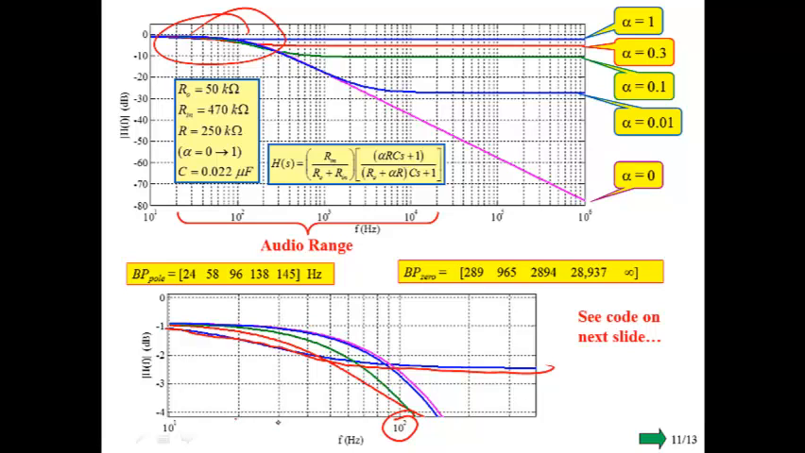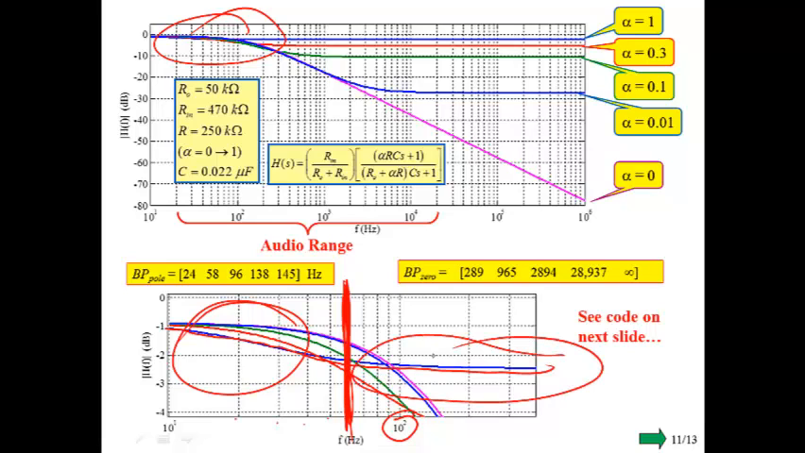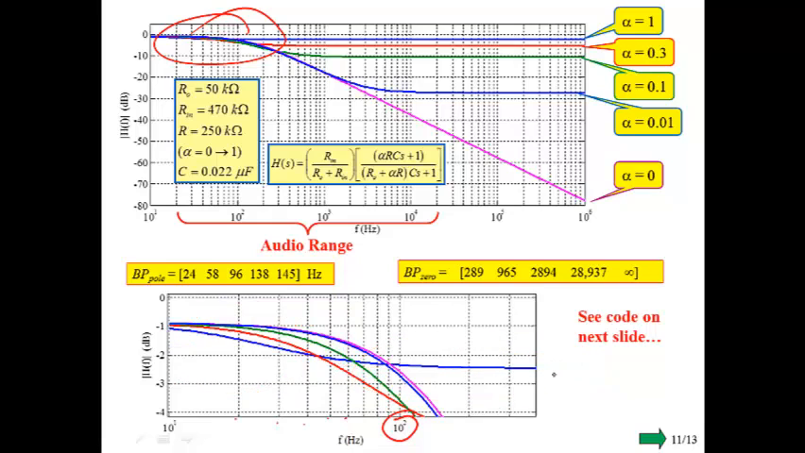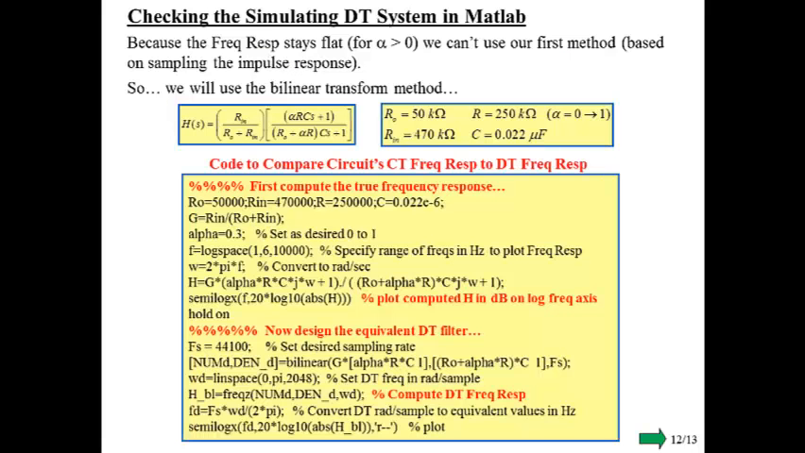So here's 10, 20, 30, 40, 50, 60. Most of your guitar stuff is above that, and so you don't see this acting on your signal at all. So it is flat. It's just that you're losing some signal. But hey, you got tubes in there to make up for that, so that's fine. If you want to see the code for how I made these plots, it's on the next slide.